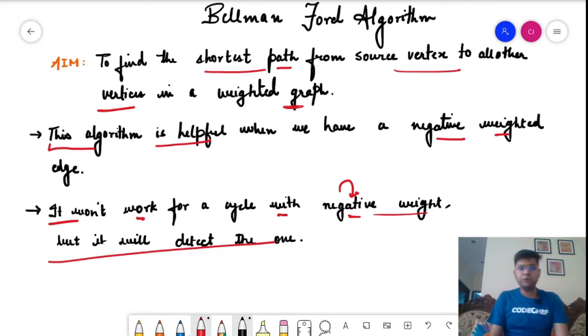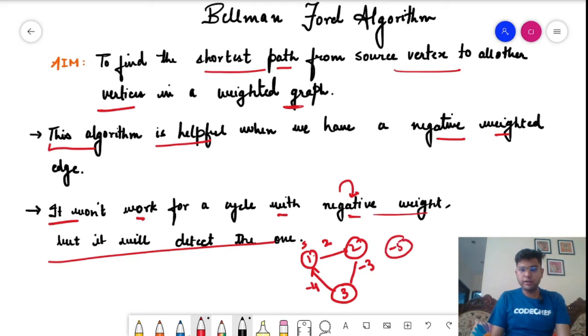Let us say you have a cycle like this: 1, 2, 3. Let's say the edge weights are 2, -3, and -4. If you start from here and run through it, you get 2 minus 3, that is -1, then -4, that is -5. If you go through it again, +2 gives -3, then -3 and -4 gives -7.